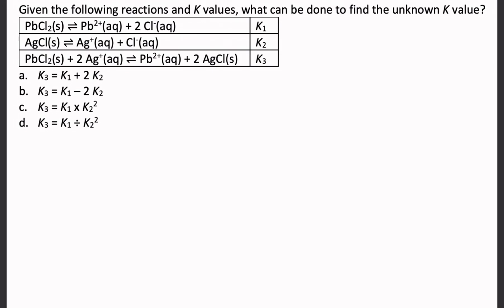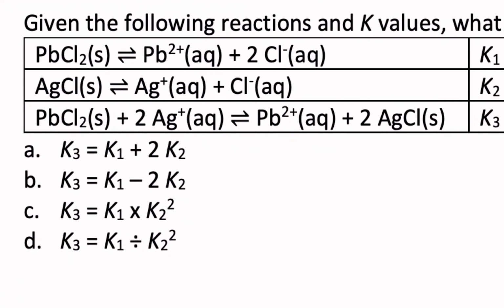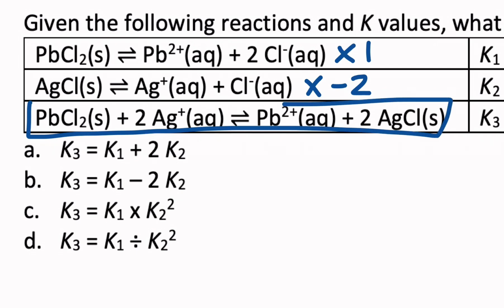Here we have a couple of reactions with K values, and they want to know what's the unknown K. How do we get K3 in terms of these two other K values? For this, I'm going to first think about Hess's law and what I have to do to these first two reactions so that once I add them together, I get the third one. Well, if you keep the first reaction the same, but then reverse and double the second reaction, you'll get exactly the reaction that you want.